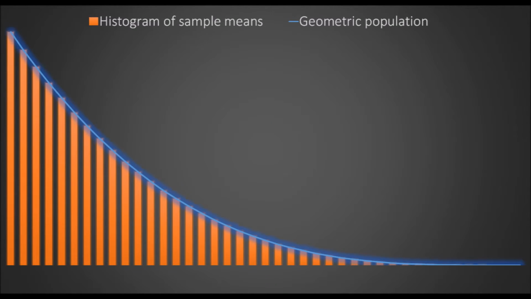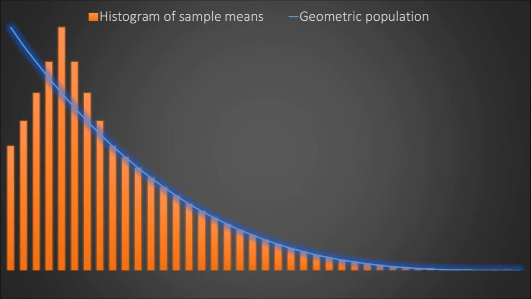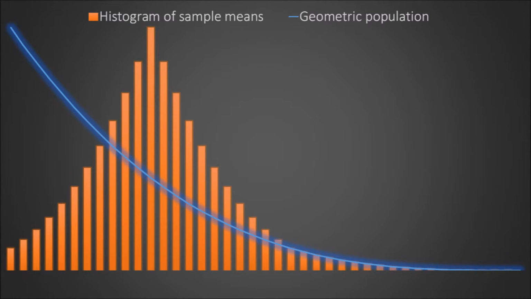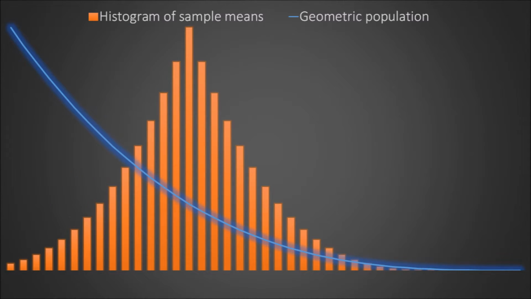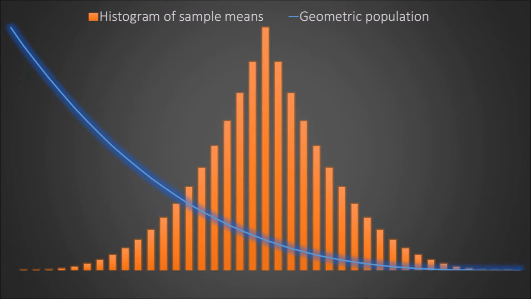The second distribution we're going to look at is a geometric distribution. Again, in our example, the distribution is right skew. Like our first example, you'll see that when we increase the sample size of the sample means, the shape of the distribution gradually becomes less right skew. And once the sample size is large enough, the shape becomes normally distributed.